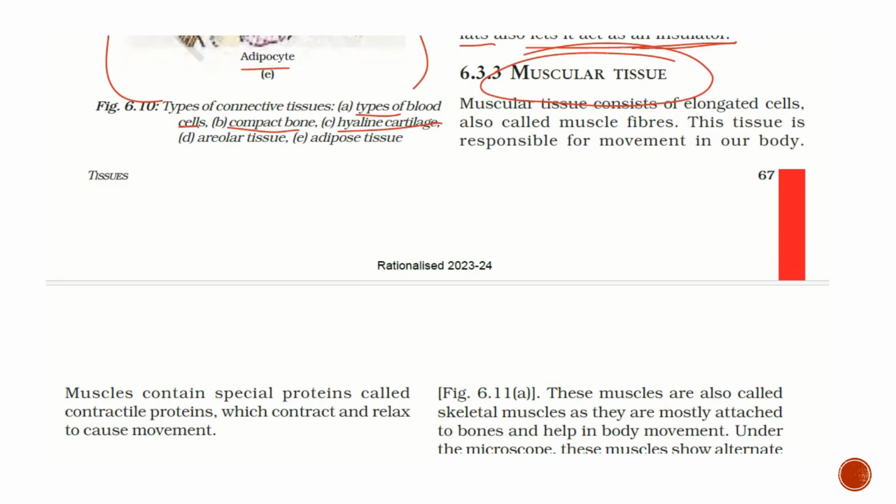So now we are back with muscular tissue. What is muscular tissue? Muscular tissue consists of elongated cells, also called muscle fibers. All the cells in this tissue will be elongated. This tissue is responsible for the movement of our body.